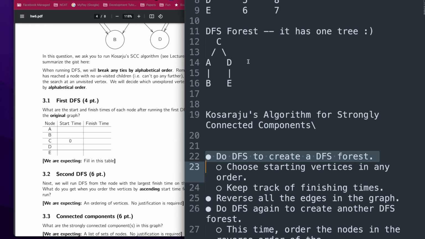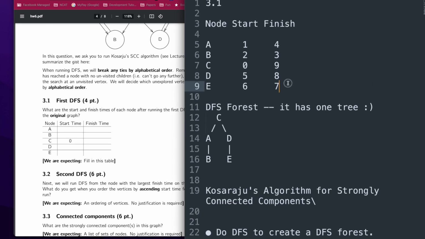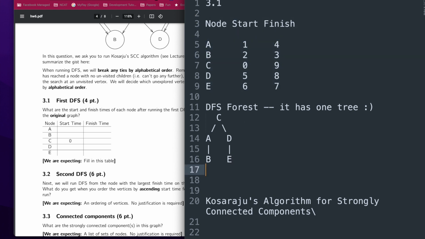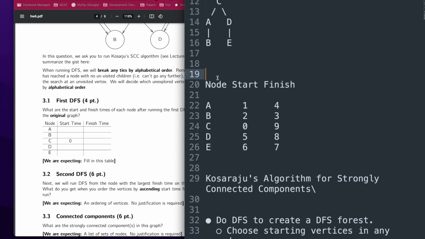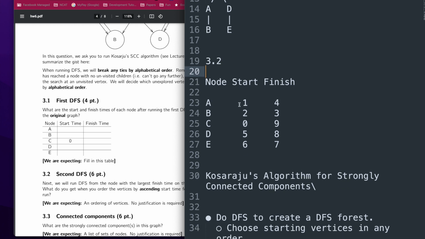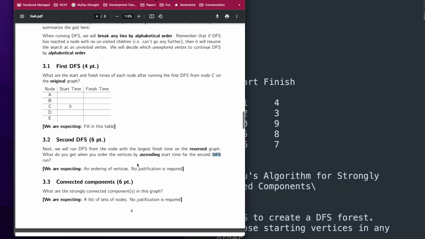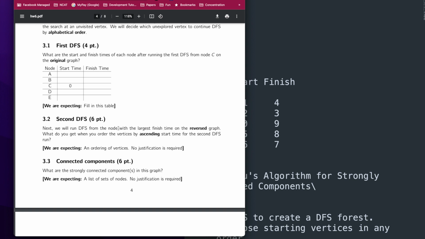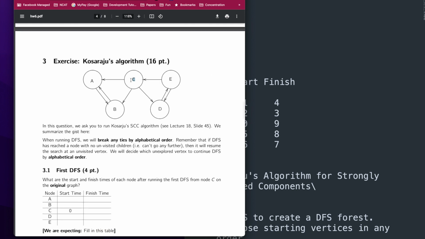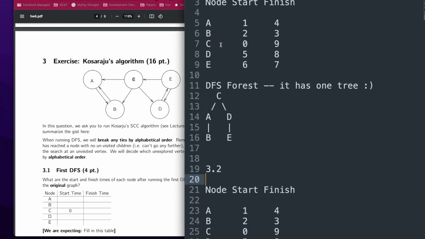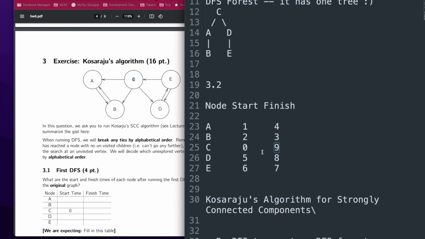So what we would do here is, again, keep track of our start and finish times. This is for 3.2. We are going to run DFS, but we are going to start on the node with the largest finish time, and we're going to reverse the edges of the graph. The largest finish time that we have is C. So we're actually going to start with node C again, and its start time is going to be 0.